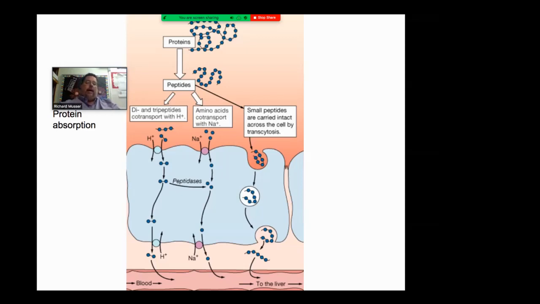Now, babies actually do this more than adults. They'll absorb a bigger chunk of protein. And this is one of the reasons, as I was alluding to earlier, why they're more likely to form food allergies if you present certain foods to the baby before it's really ready to digest them.